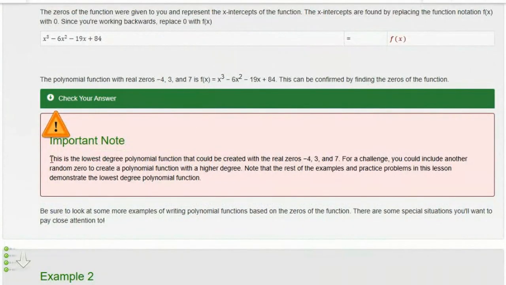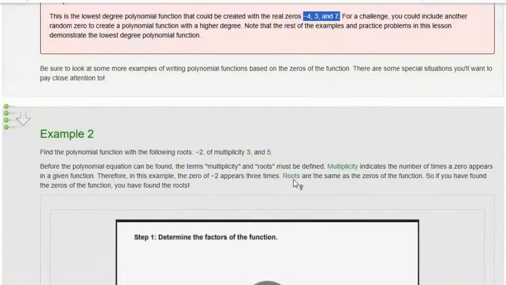Important note. Okay, this is an important note because there could be more polynomials. This is the lowest degree polynomial function that could be created with those real zeros. You could include another random zero to create a polynomial function of even higher degree that would still have these zeros, but just have more zeros. Note that the rest of the examples and practice problems demonstrate the lowest degree polynomial function. So we're looking for the ones that have only these zeros, the lowest degree. There could be ones more that have these zeros.